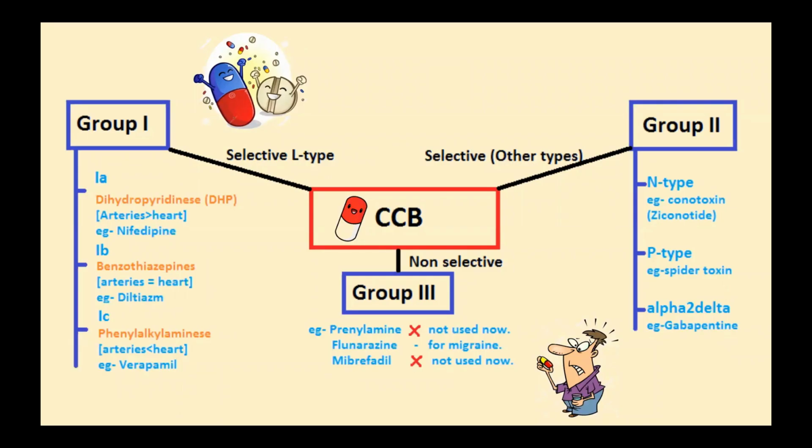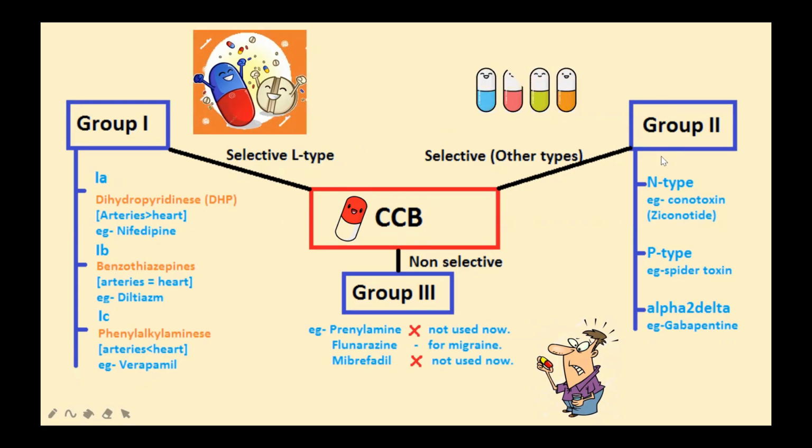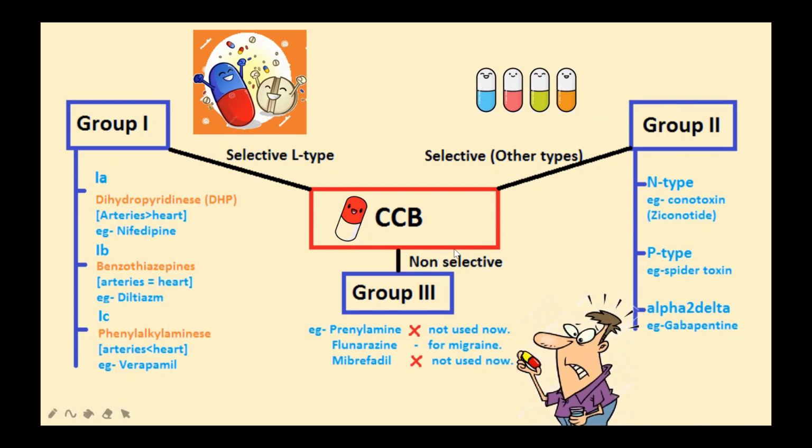Hello everyone. In this video, we are going to have a quick recap of our knowledge in calcium channel blockers. We focus on its classification. As we know, we can classify calcium channel blockers, or CCBs, into three groups. Group 1, selective L-type calcium channel blockers. Group 2, selective other types of calcium channel blockers. And Group 3, non-selective calcium channel blockers.